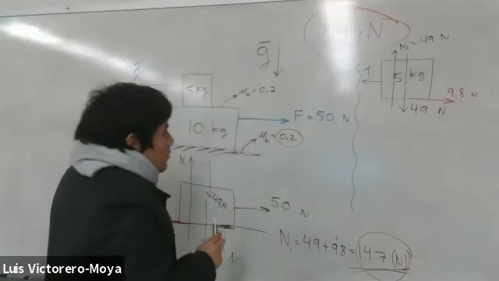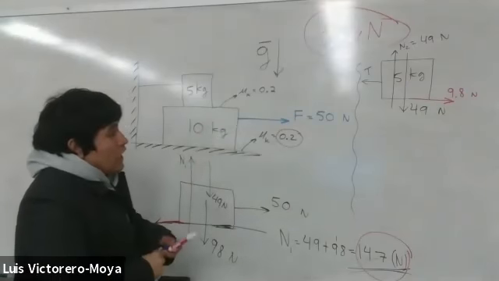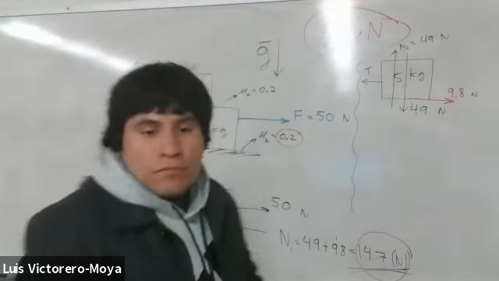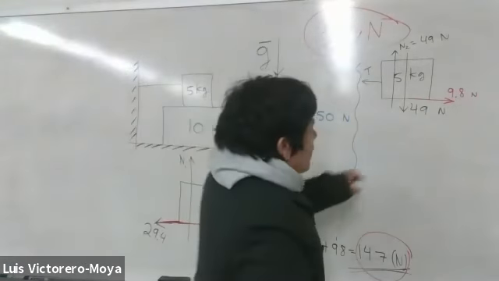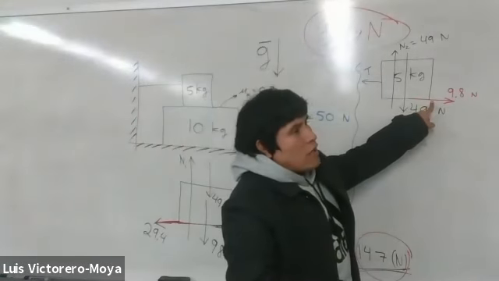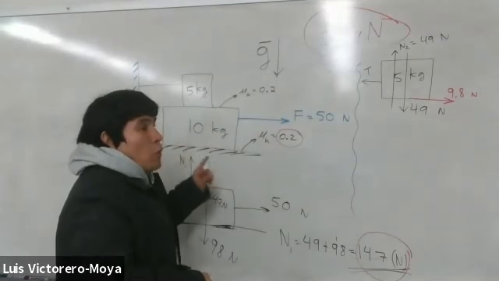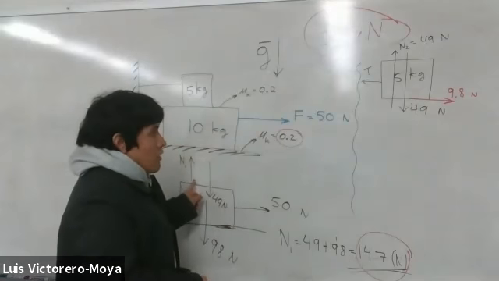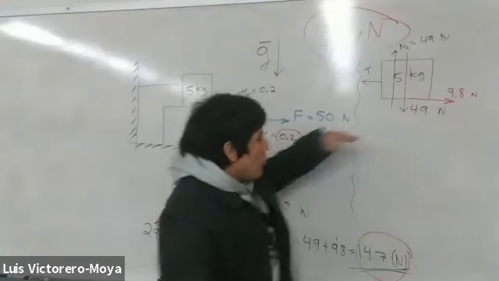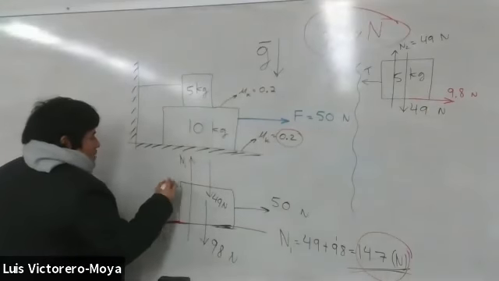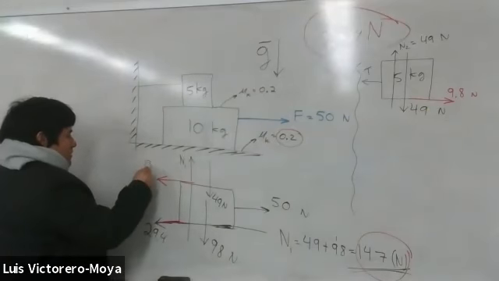So now, how does that friction affect this body? Well, we have to use Newton's third law. Newton's third law says that whatever action has an equal and opposite reaction. So if 9.8 is acting like that on the 5 kilograms, on the 10 kilograms you will expect, logically, 9.8 here.